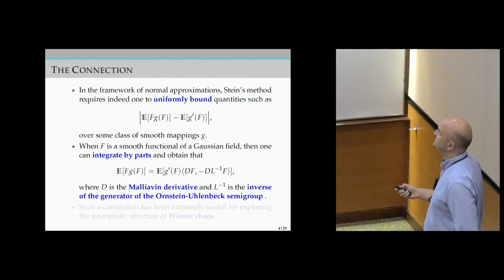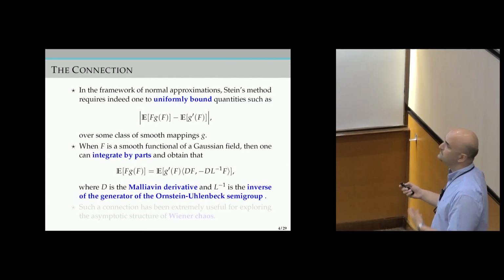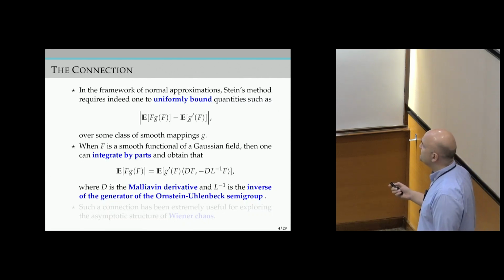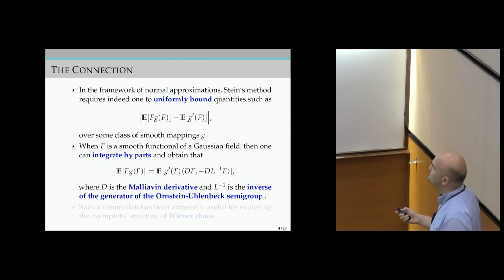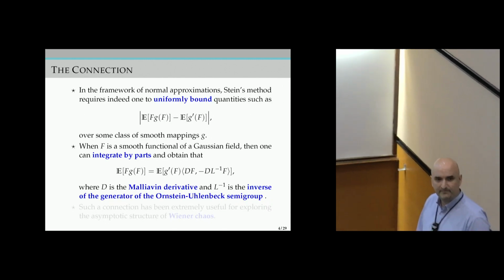You can transform this expectation of f, g of f, into the expectation of g prime of f times this inner product of Malliavin derivatives, where one of the Malliavin derivatives involves the inverse of the Ornstein-Uhlenbeck semigroup. I'm not going to really define these objects, but it turns out that this quantity here is really amenable to analysis, in several situations.